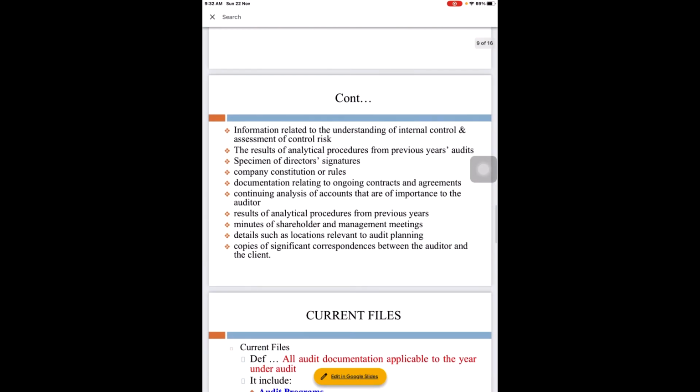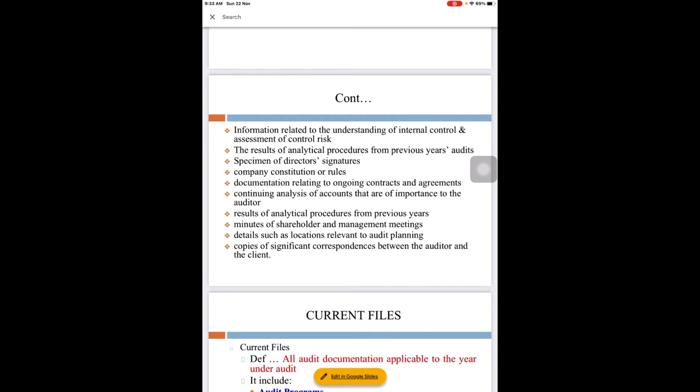And then information related to understanding of the internal control and assessment of the control risk. Because why? The internal control system for the company is something we are going to use for more than one period. Once we know the company itself, the same information of control we have to use for future periods. So we have to identify whether there are any changes in the internal control or not. If there are changes in the internal control, we have to update our permanent file.